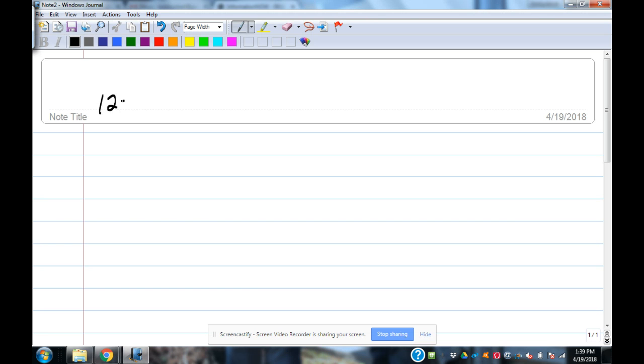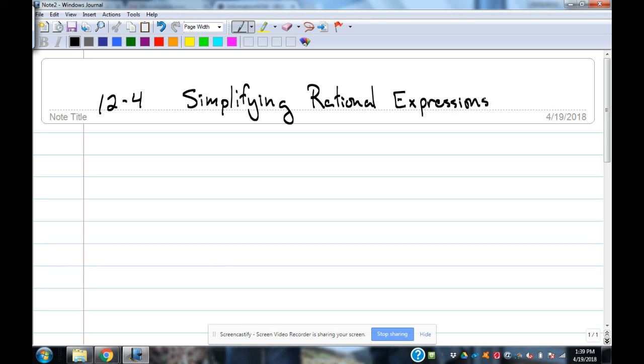Section 12.4 is where we're going to be. Simplifying rational, not radical, but rational expressions. Okay, rational expressions, those are fractions. So we're going to be simplifying fractions, and that's going to involve a lot of the things that we've done thus far, especially this semester with this stuff.